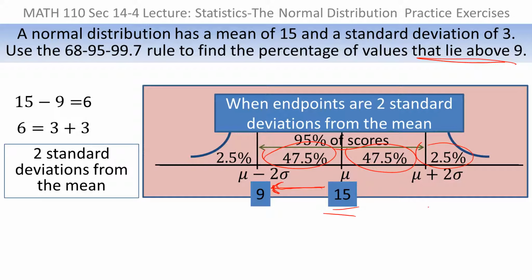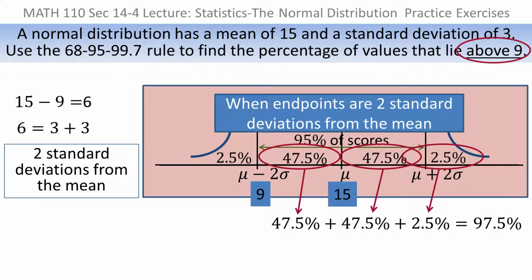Typically when we had done above something, we were always looking at this number, and above was just that 1. But that's not always the case. They want to know the values above 9, and that consists of this percentage, and this percentage. If you add those 3 numbers up, you get 97.5. So it turns out that 97.5% of those values lie above 9.